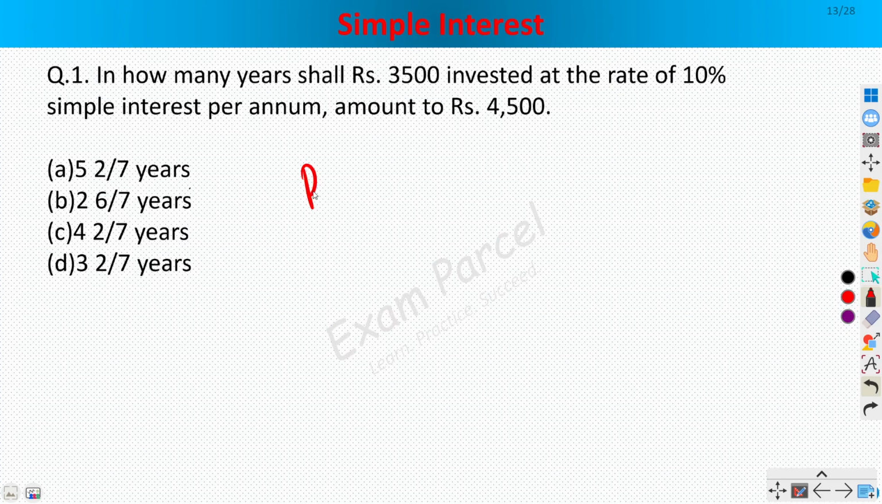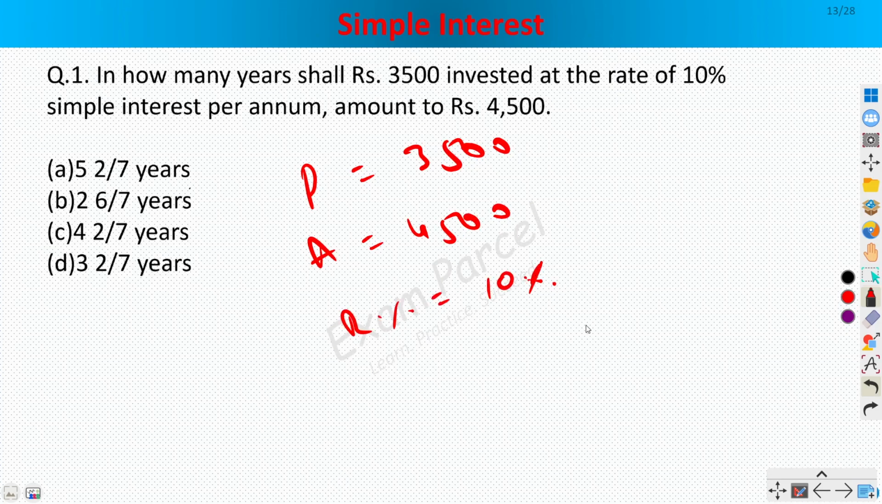Okay, so we are given principal 3,500, we are given amount 4,500, we are given rate 10%, and we are concerned with finding t, right? In how many years? So we want to find time. Now from these two values, can you find simple interest? Obviously amount minus principal would be simple interest, right? So simple interest is 4,500 minus 3,500, that would be 1,000.